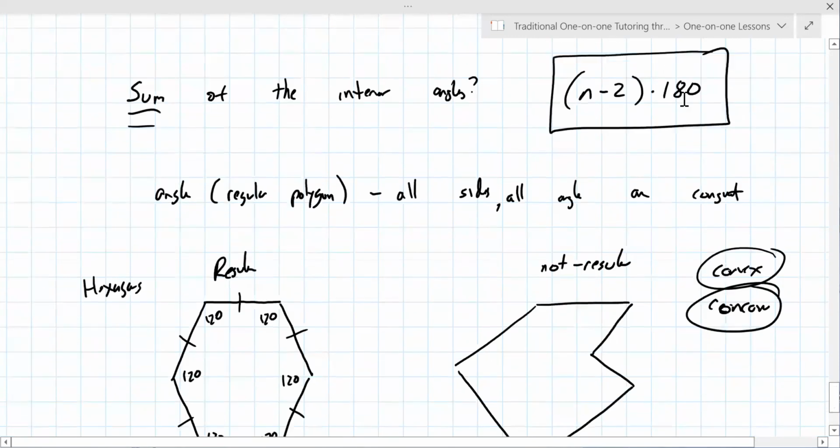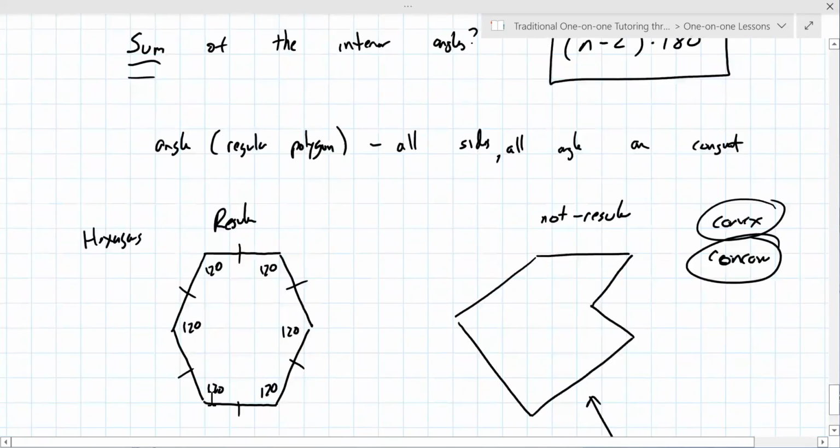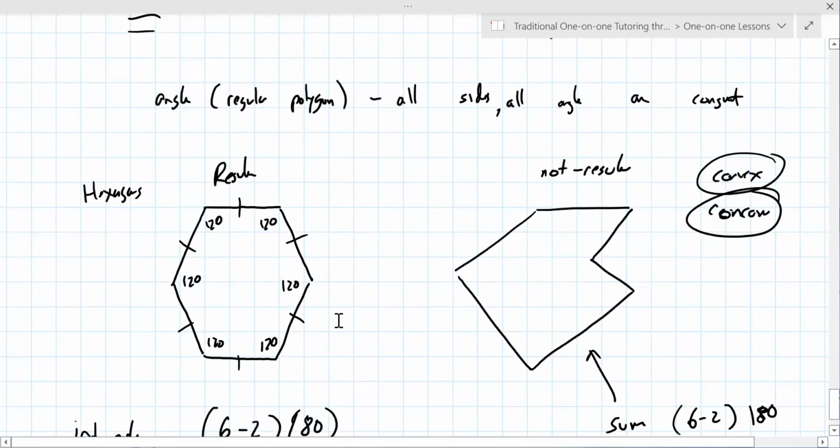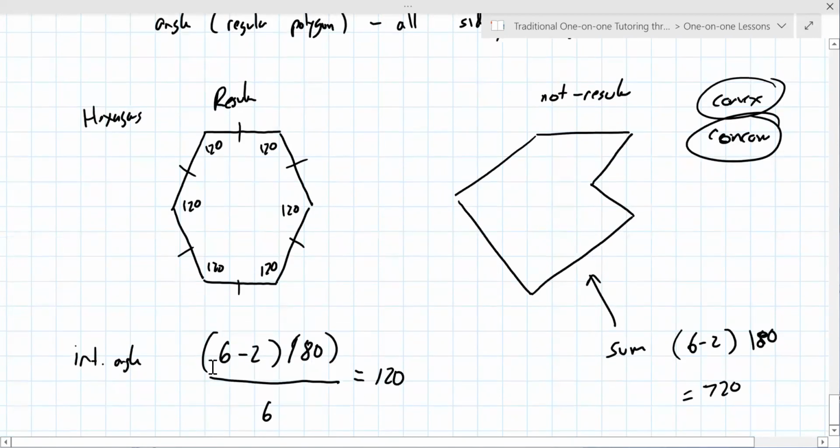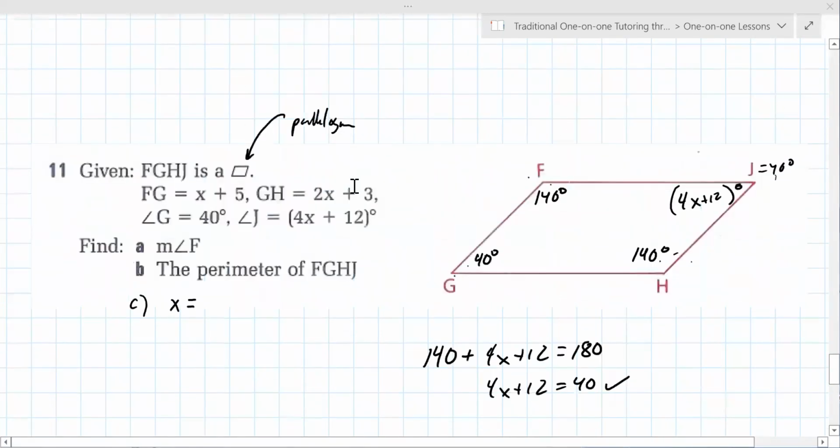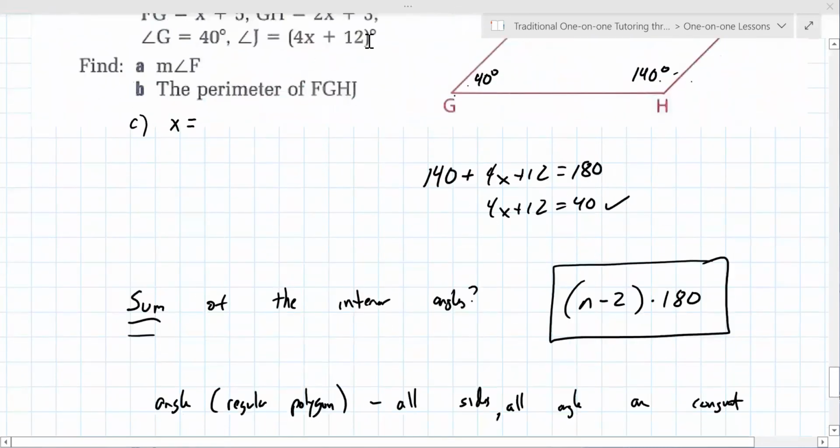So like, the sum formula always works. It doesn't matter whether it's regular or not. But this interior angle formula only works for a regular polygon because it assumes that all of them are the same, that they are all equal. Right. Okay. Any questions on that? No, thank you. Okay, now I got way away from part B.